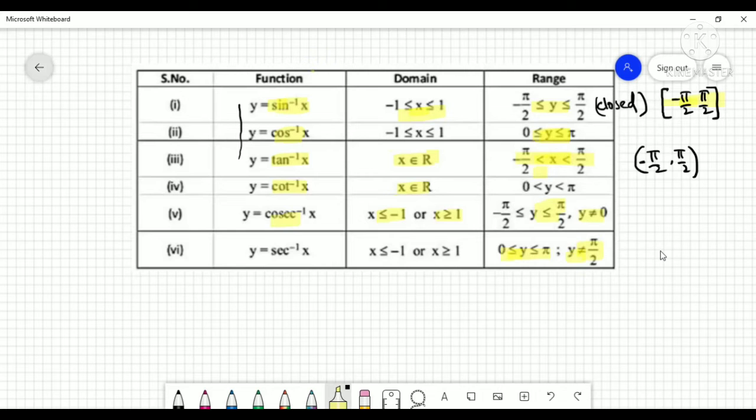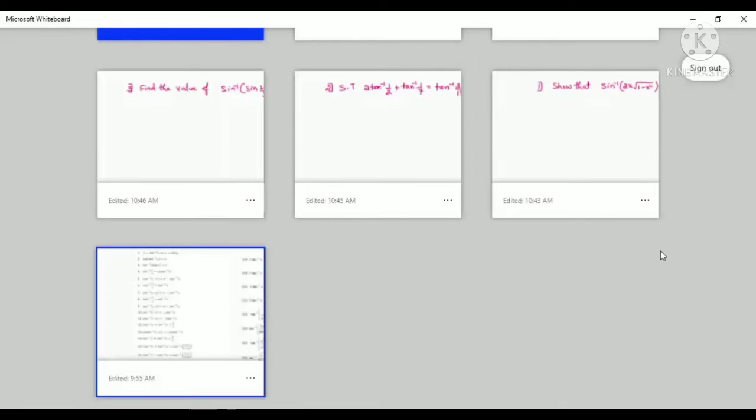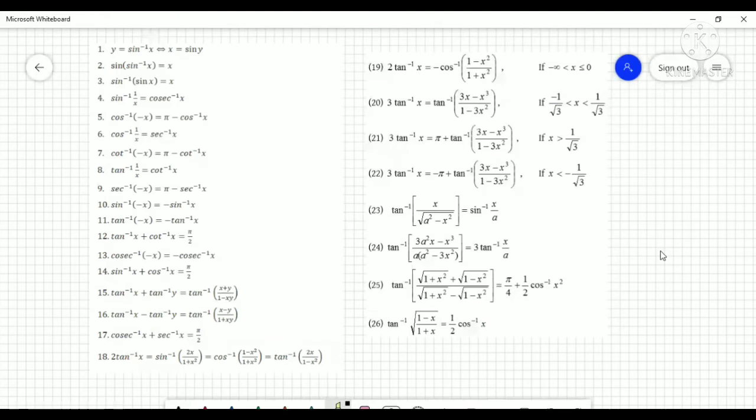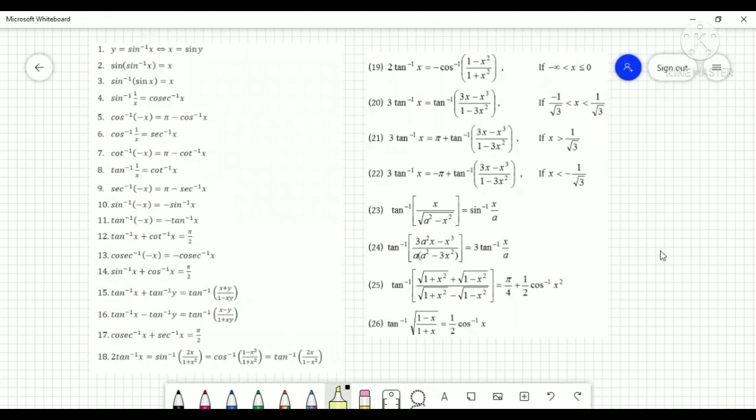Next are the formulas. Sometimes to prove, y is equal to sine inverse x means we can take x equal to sine y. By moving the sine inverse across, it becomes x equal to sine y. Now sine of sine inverse x is equal to x. Then sine inverse of sine x is also x. Sine inverse of 1/x is cosecant inverse x.